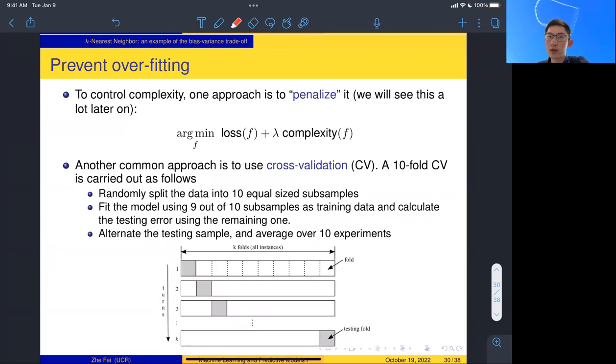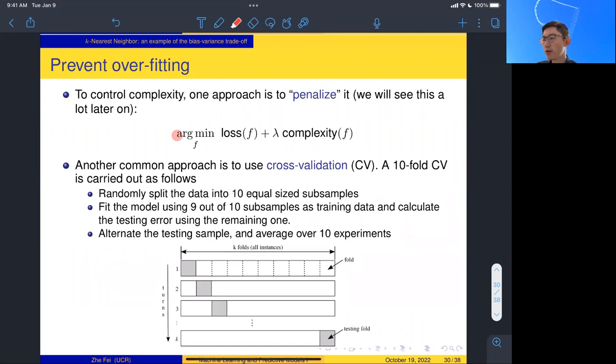We will see this formula a lot in the later part as well, but I believe this is the first time we introduce it. The idea is that we want to quantify the effect of model complexity in our model fitting. One approach is to penalize this complexity. This is a very general formula.